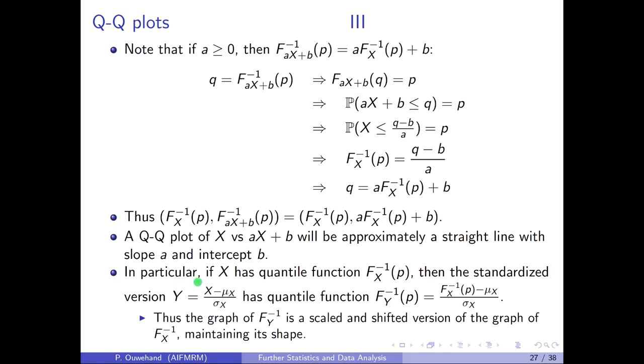In particular, if x has a quantile function F inverse x, then the standardized version of x is the random variable y, which consists of x minus mu x over sigma x, and that is an affine combination with a equal to 1 over sigma x and b equal to minus mu x over sigma x. And so the quantile function of y will look like the quantile function of x minus mu x divided by sigma x. And hence the graph of the quantile function of y is simply a scaled and shifted version of the graph of the quantile function of x, maintaining its shape.